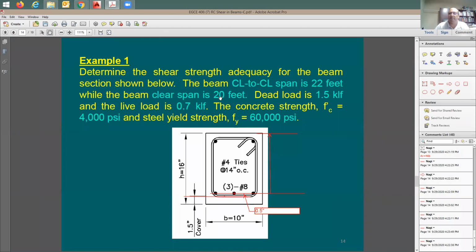So how big is the column? It's going to be the question. I need to draw it and figure this out. Dead load is given as 1.5 kip per linear foot. And live load is going to be 0.7 kip per linear foot.